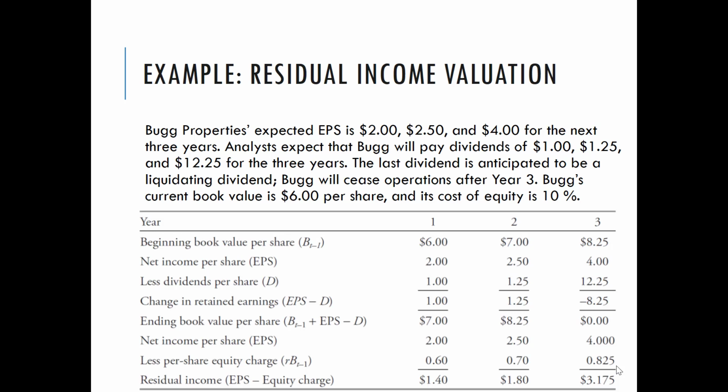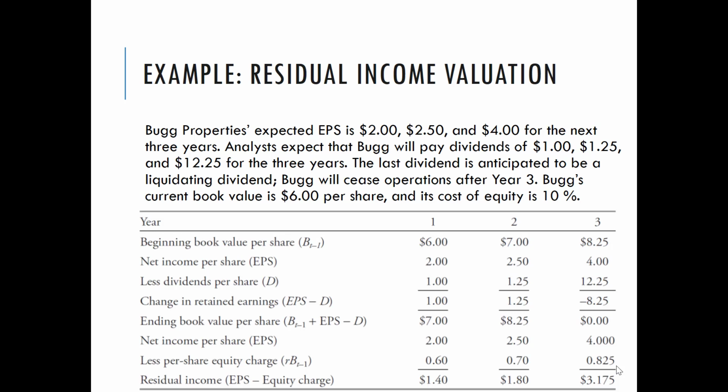But to figure out what it will be in year 2, we need to take the net income in year 1, which is $2, add it to the 6, which gives us 8, and then subtract the dividends paid out, which gives us the ending book value. And that is essentially going to give you the beginning book value next year. So again, the $7 is merely 6 plus 2 minus 1, which gives you 7. In year 3, it's $7 plus 2.50 minus 1.25. So it's essentially beginning book value plus profits minus dividends.